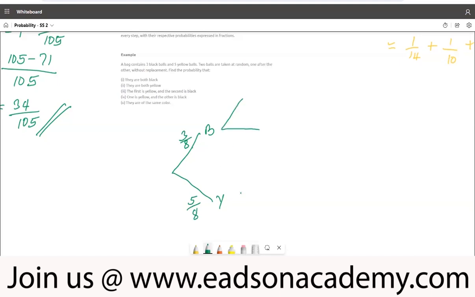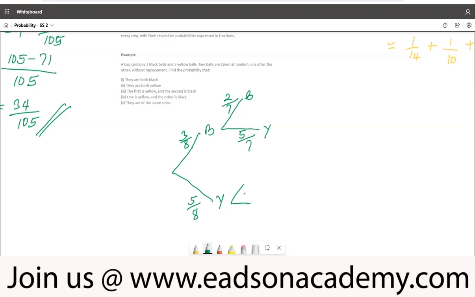Then another arm again for the second draw. If I draw a ball in the first instance and it happened to be a black ball, then for the second draw, I don't have 3 black balls again, but 2 black balls, and the total number of balls is no longer 8, but 7. The number of yellows still remains 5, but the total number of balls is no longer 8, but 7. That is for the second draw.